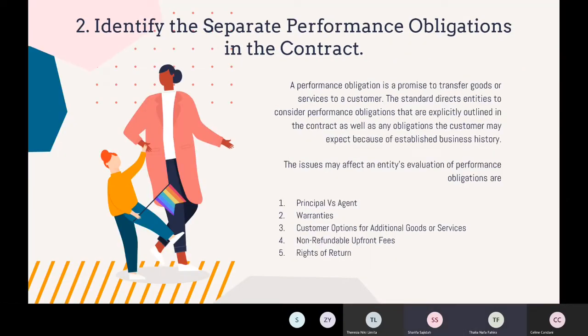The second step is identify the separate performance obligations in the contract. A performance obligation is a promise to transfer goods or services to a customer. The standard directs entities to consider performance obligations that are explicitly outlined in the contract, as well as any obligations the customer may expect because of established business history. The issues that may affect an entity's evaluation of performance obligations are principal versus agent, warranties, customer options for additional goods and services, non-refundable upfront fees, and right of return.